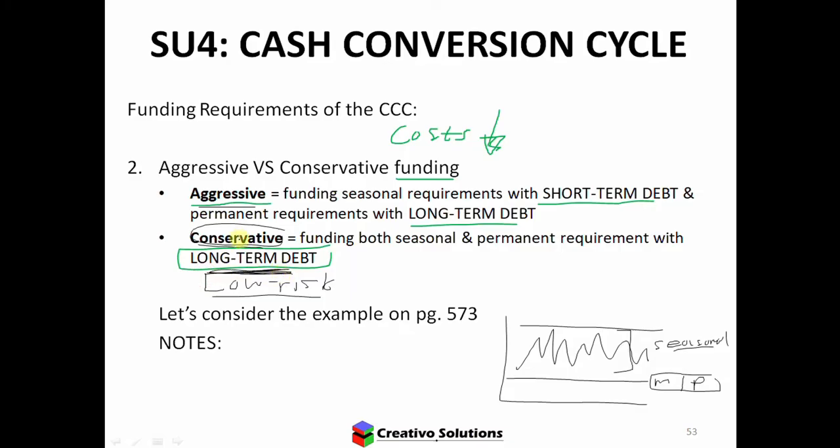If I'm looking at a conservative approach, I never, ever want to have to go look for more money. I want to make sure that I always have enough on hand. That's why your seasonal and your permanent requirements are both funded using long-term debt. It's a low-risk approach. It's a conservative approach, so you'll never, ever run out of money. Does that make sense?